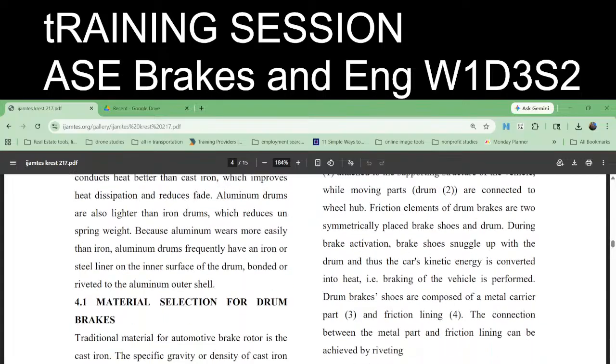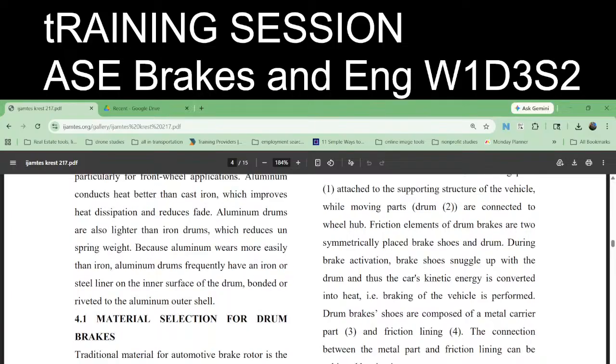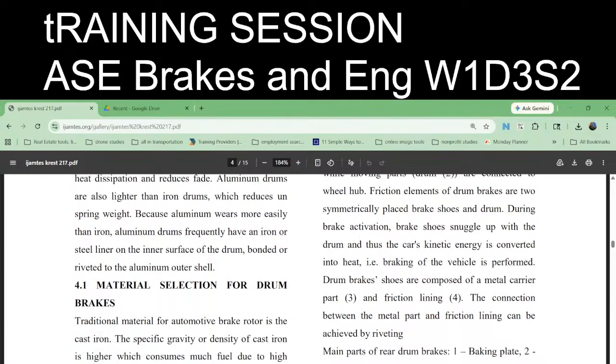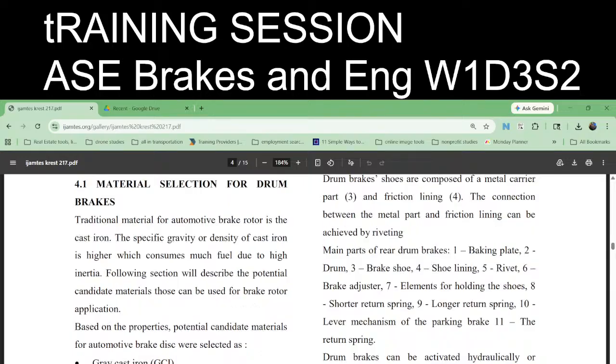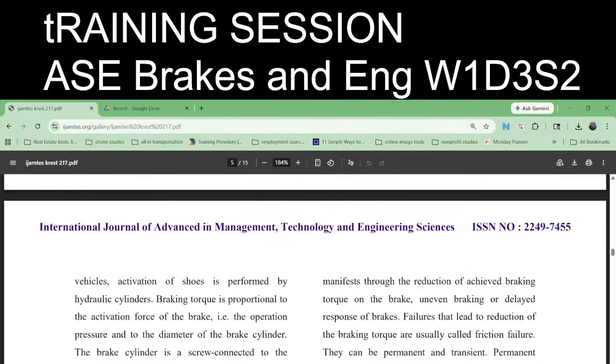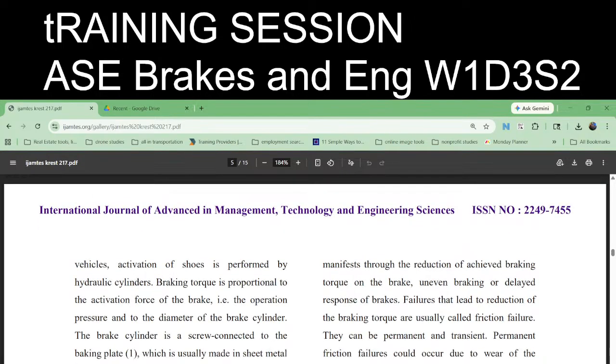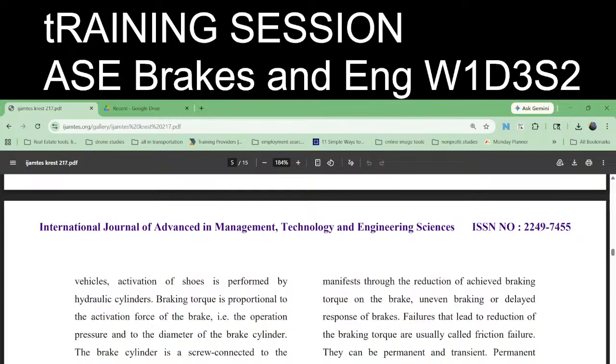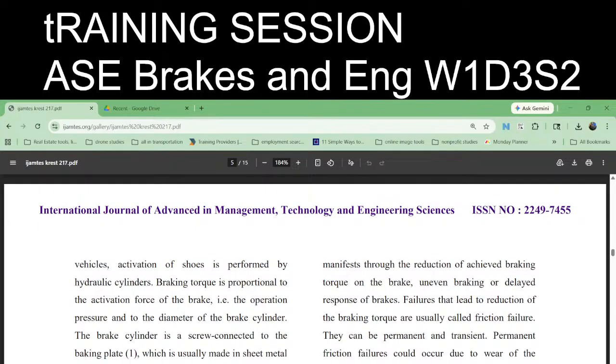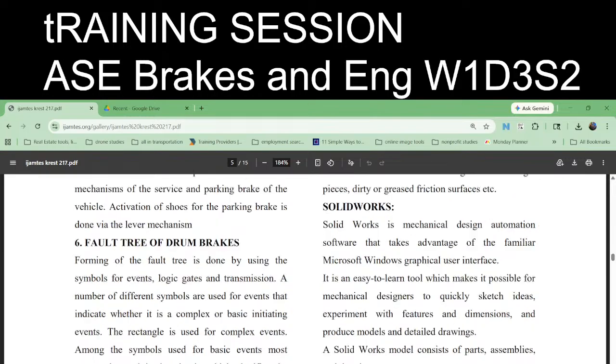Friction lining. Main parts for holding the shoes, either hydraulically or on a motor, is pressure connected process of the element. Service done via the lever.